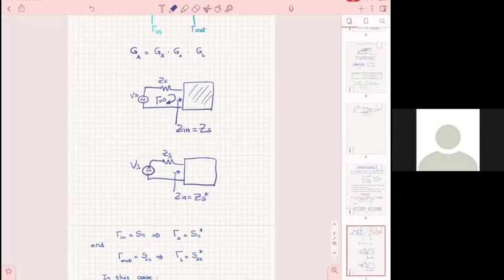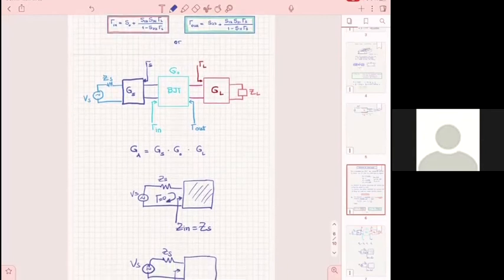So you always need to remember and be accurate in how you describe that. Maximum power goes under complex conjugate matching. Do you remember that? Is that clear to all of you? That's very important.